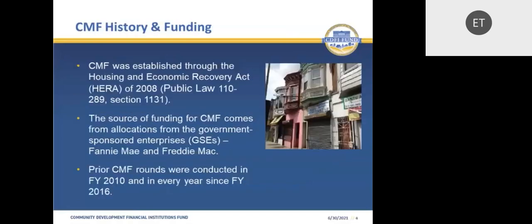CMF was established through the Housing and Economic Recovery Act of 2008, and the source of funding for CMF comes from allocations from the government-sponsored enterprises, the GSEs, and that's Fannie Mae and Freddie Mac. Prior CMF rounds were conducted. The first one was conducted in FY 2010, and then there was a gap because there were no allocations from Fannie and Freddie. But rounds have been conducted annually every year since FY 2016, and we project that the FY 2021 round is going to be our largest round to date.